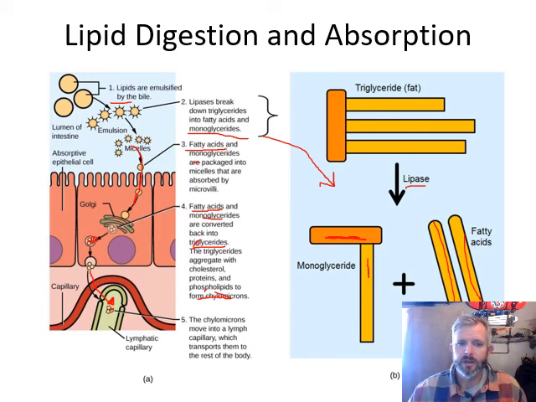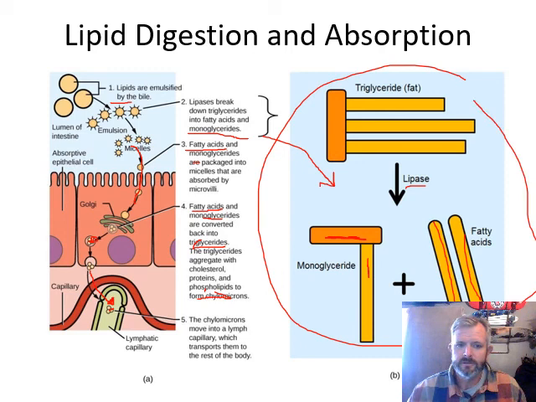Okay, but it's a little more complex in that we first come in as micelles. Basically, the micelles are built from this. The micelles are converted back to this form, and then we aggregate with cholesterol, proteins, and phospholipids, and the chylomicrons are what get absorbed into the lymph.